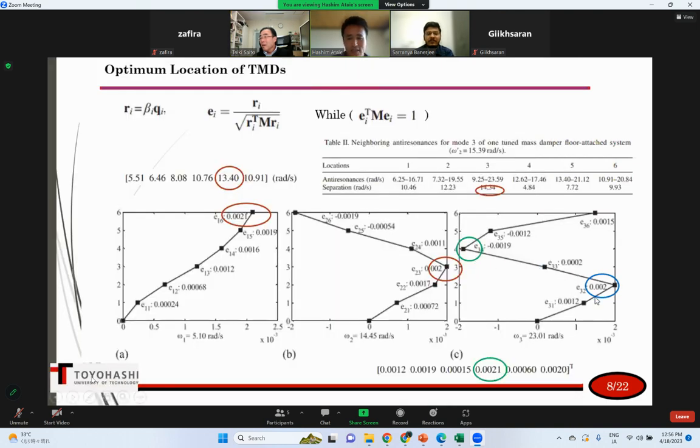But I think they brought some reasons. They said that anti-resonance frequencies are representative of neighboring modes. When neighboring modes are so sensitive to some excitation, then the response of the middle mode shape will be affected by those neighboring mode shapes. So it is better to involve the anti-resonant frequencies to find the best location.